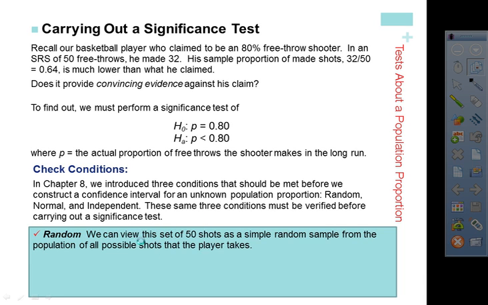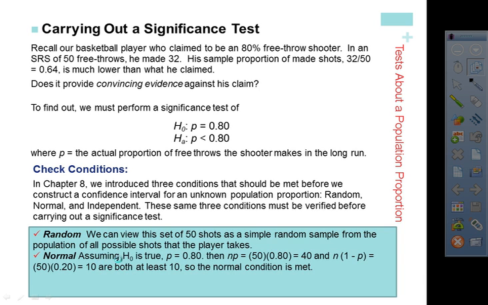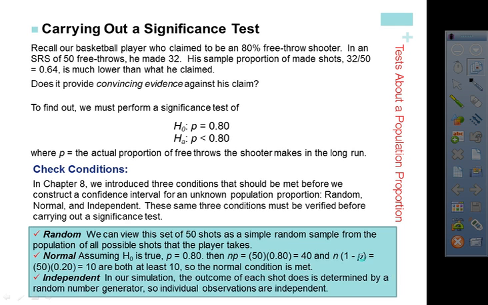So remember, random: we can view the 50 shots as a simple random sample from the population. Normal: remember when we're dealing with proportions, we're going back to n times p has to be greater than or equal to 10, which they are, so the normal condition is met. This is really important: remember, n times p and n times q for normal goes with proportions, and that's the hot dog and hamburger style notes I gave you. Independent: this is a simulation, so the outcome of each shot is determined by a random number generator. So individual observations are independent.